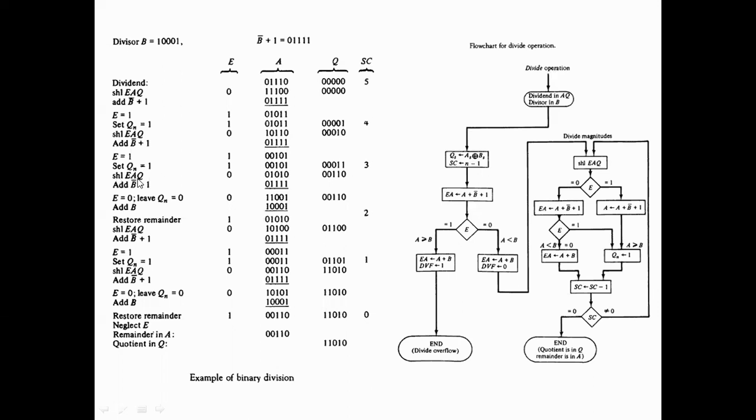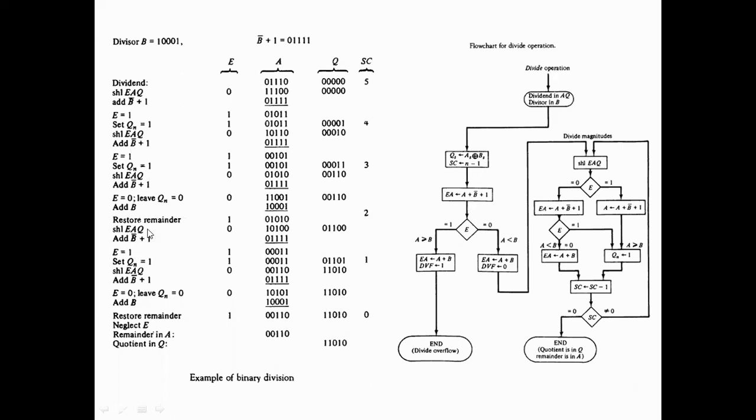Again, do the shift EAQ. I have done the shifting. Then add 2's complement of B, added. Now E comes out to be 0. So the flowchart says that when E is 0, add B and move further. Don't do anything to Qn. Leave Qn as 0. Add B. After adding B, I will get this thing. Fine. Then again restart the iterations.